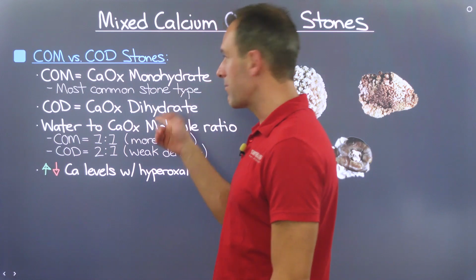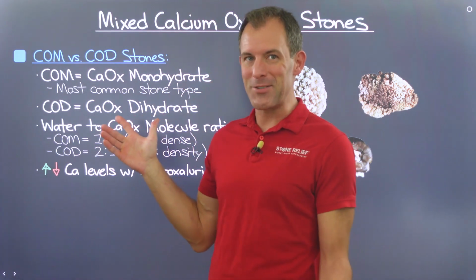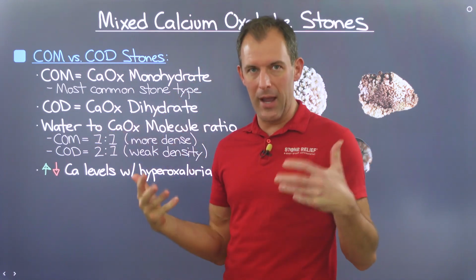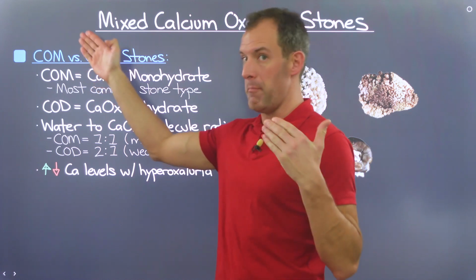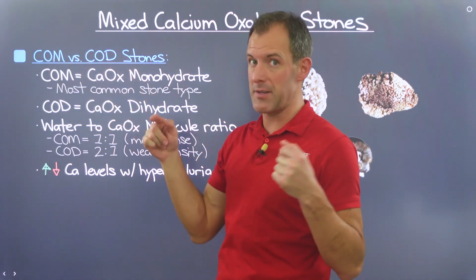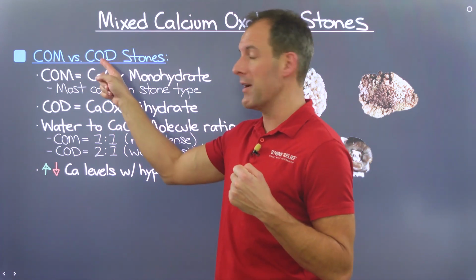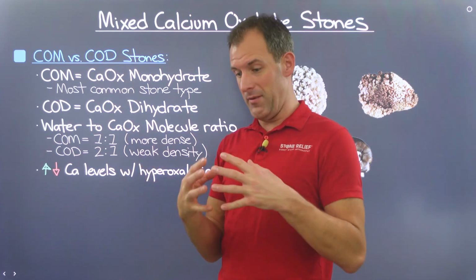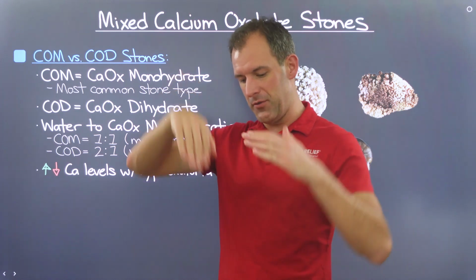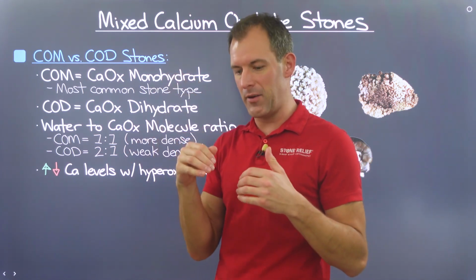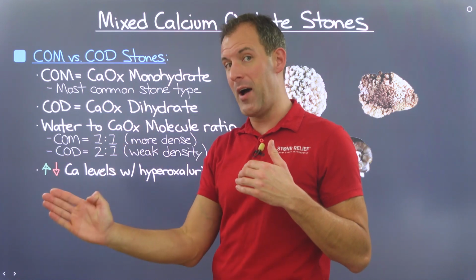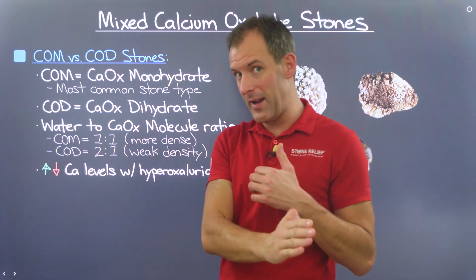So, what are mixed kidney stones? Let's dig into it. When it comes to the calcium side of things, calcium oxalate monohydrate, also abbreviated as COM, C-O-M, and calcium oxalate dihydrate, C-O-D, can form together. And as we'll talk about, there are some different things happening in the body that are leading to this swing from calcium oxalate monohydrate to calcium oxalate dihydrate.